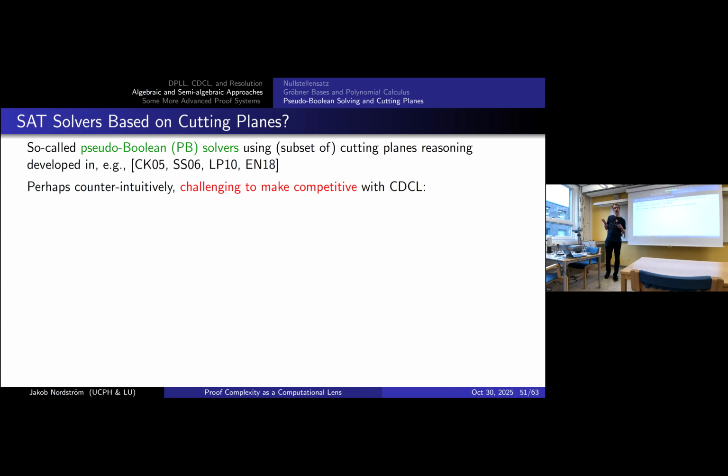Again, same questions if we move over to theory. So cutting planes is exponentially more powerful than resolution. So why don't we build SAT solvers based on cutting planes? Now, in contrast to algebraic methods, this is actually something that is being actively explored. There are so-called pseudo-Boolean solvers that try to do this. But it turns out that it's really hard to make these competitive with CDCL SAT solvers.